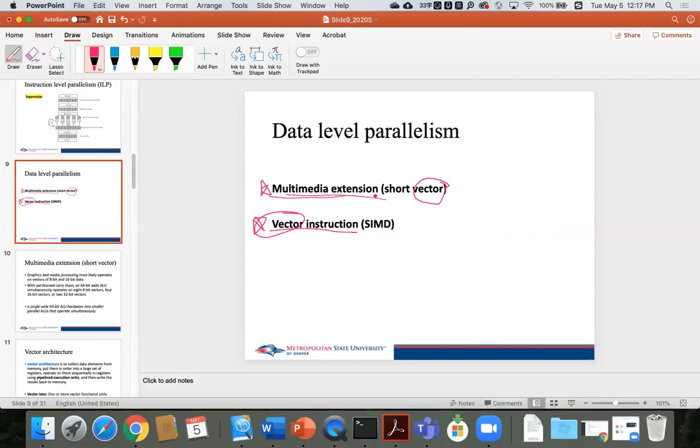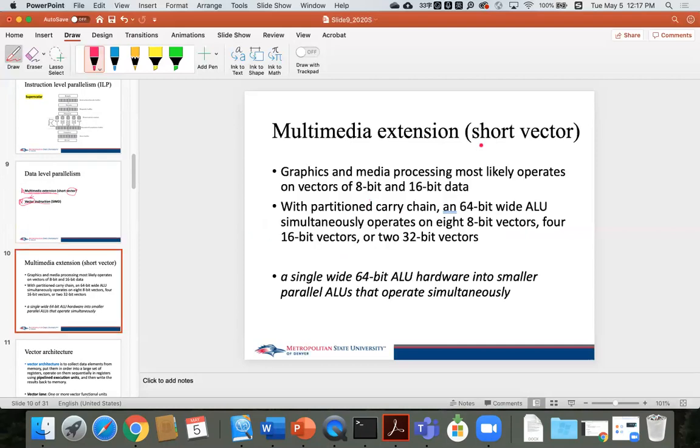Multimedia extension is a little bit older concept compared with this. It's not a really pure vector architecture, but it still has the same idea of how to perform different data as a vector. That's why it is called a short vector. So what does it mean by multimedia extension?